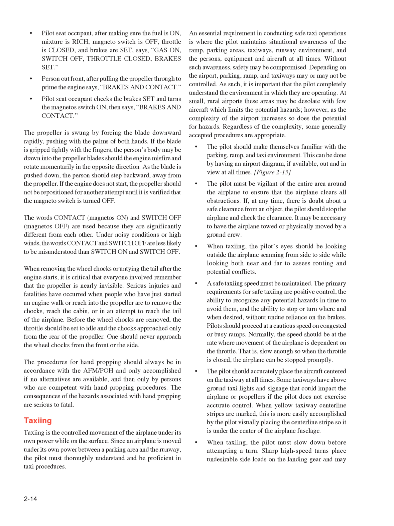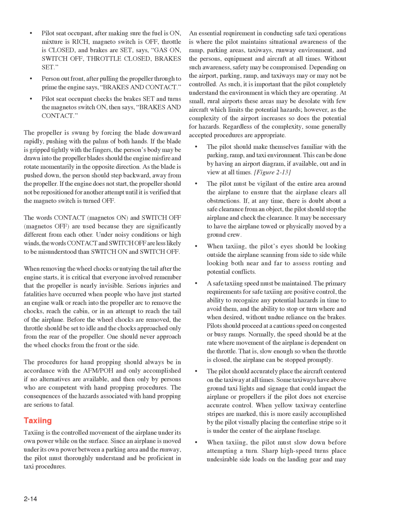Figure 2.13. The pilot must be vigilant of the entire area around the airplane to ensure that the airplane clears all obstructions. If, at any time, there is doubt about a safe clearance from an object, the pilot should stop the airplane and check the clearance. It may be necessary to have the airplane towed or physically moved by a ground crew.